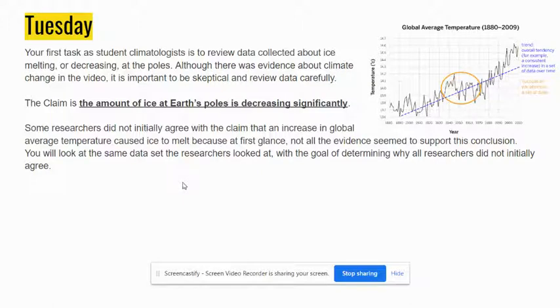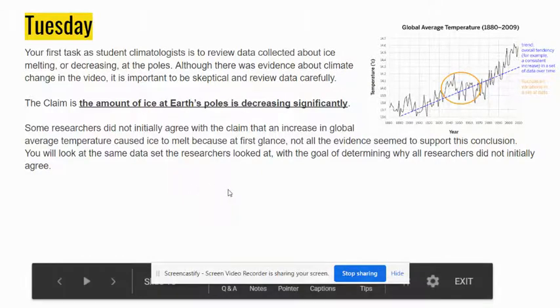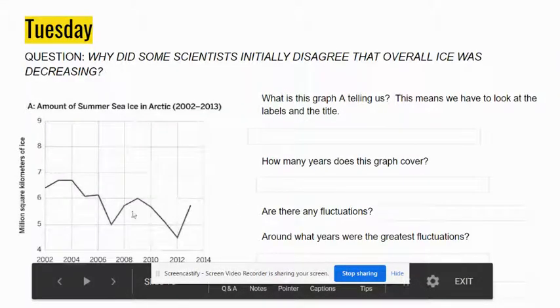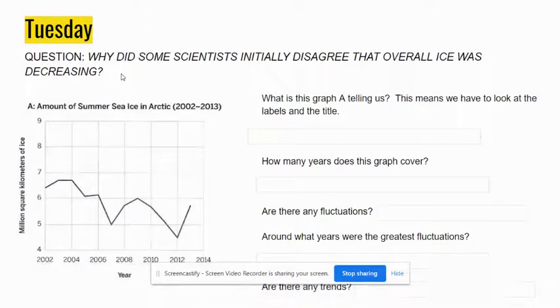You will look at the same data set the researchers looked at with the goal of determining why all researchers did not initially agree. So the question that we're trying to answer here is, why did some scientists initially disagree that overall ice was decreasing? So we have a graph, it's titled Graph A right now, amount of summer sea ice in the Arctic from the years 2002 to 2013.